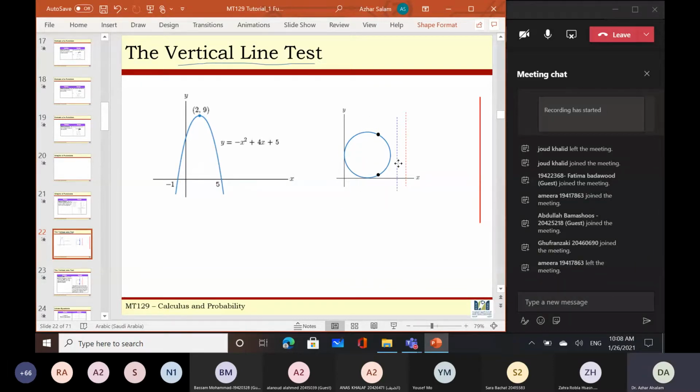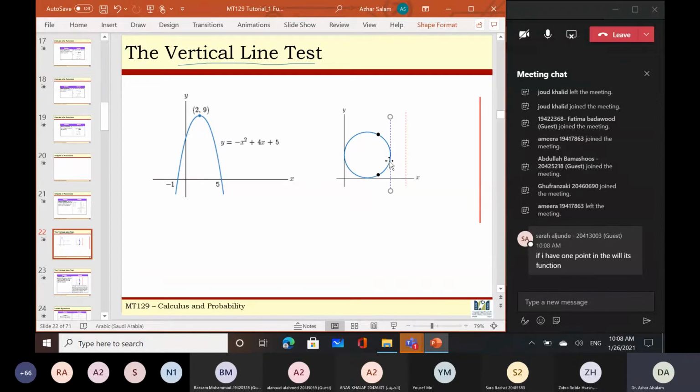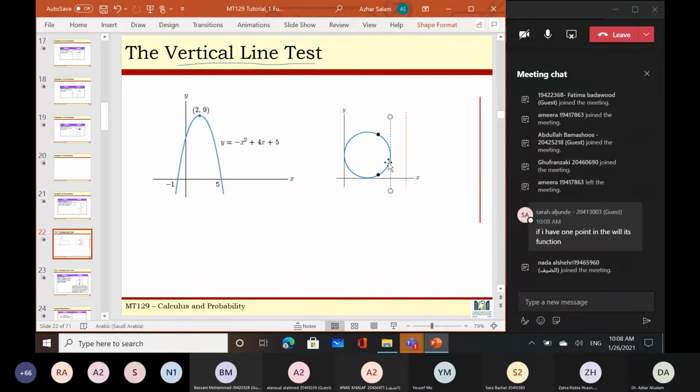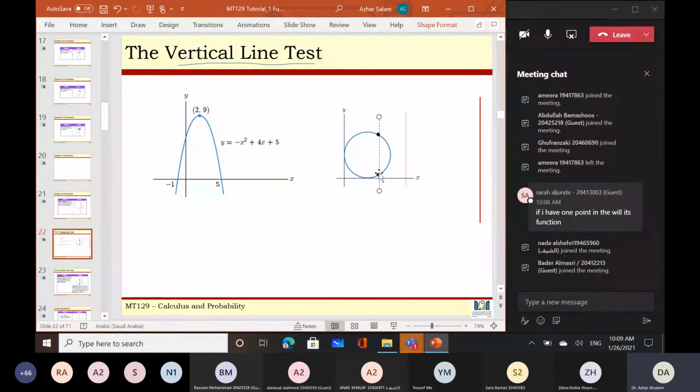If I begin here, it doesn't intersect with any point. إذا بدأت من هنا ما راح يتقاطع في أي نقطة. If I reach here, yes, I will have only one point exactly here. But if I move more, I have more than one point. In that place, I will have two intersection points. كل ما مشيت جوات الدائرة راح أحصل على نقطتين تقاطع.